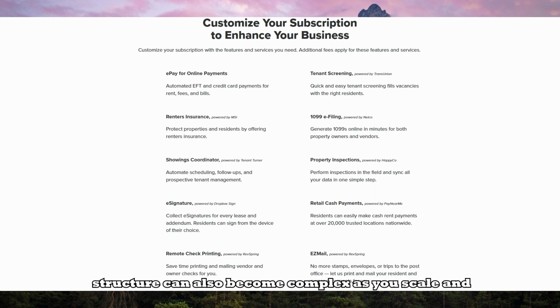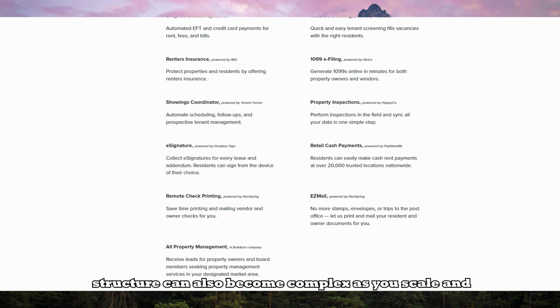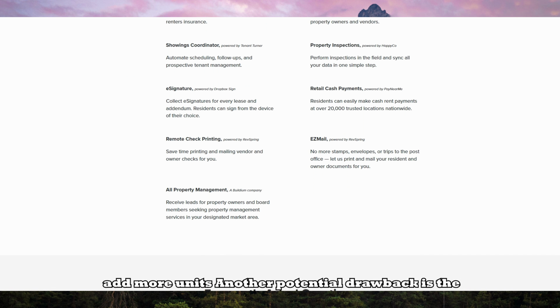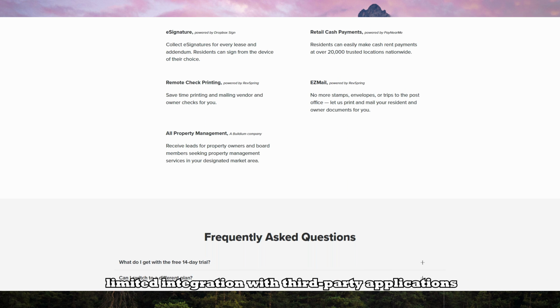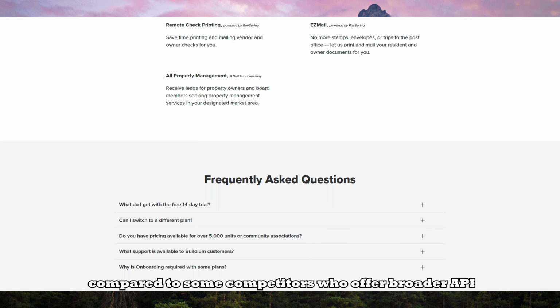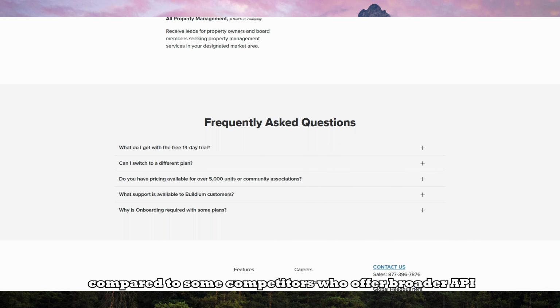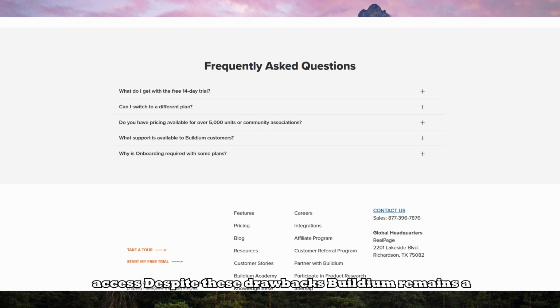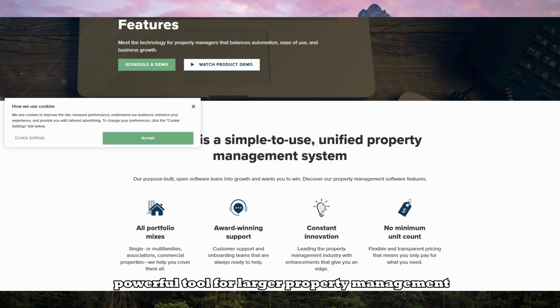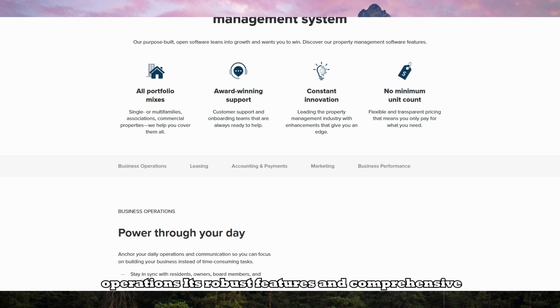Buildium's pricing structure can also become complex as you scale and add more units. Another potential drawback is the limited integration with third-party applications compared to some competitors who offer broader API access. Despite these drawbacks, Buildium remains a powerful tool for larger property management operations.